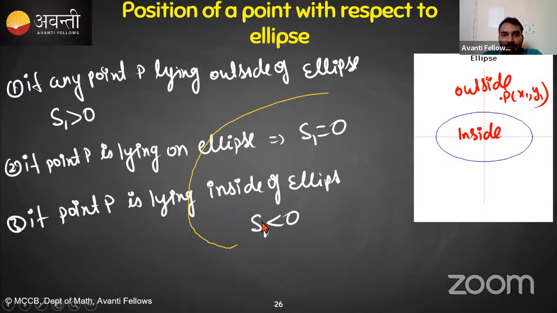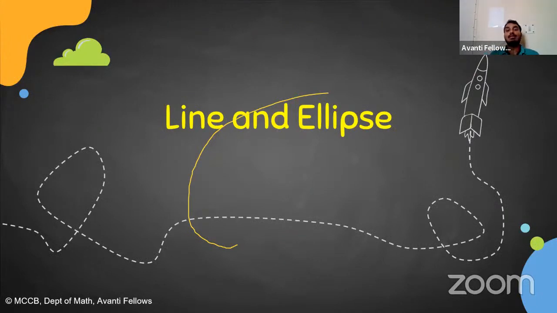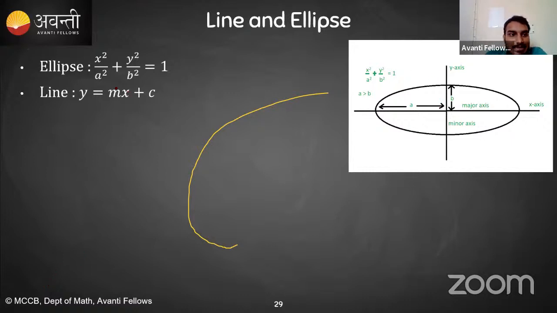Okay. If it is clear, let's move on to the line and ellipse, which is very, very, very important. Okay, line and ellipse. Student, in case of circle, you know that a line and a circle, there can be three possibilities, right? Line can pass outside, line can be tangent, and line can be secant. So the same thing will be happening for the ellipse also. Okay, let me tell you. Let's say this is the ellipse, x square upon a square plus y square upon b square equal to 1. And this is the line y is equal to mx plus c. Okay, so there are three possibilities.